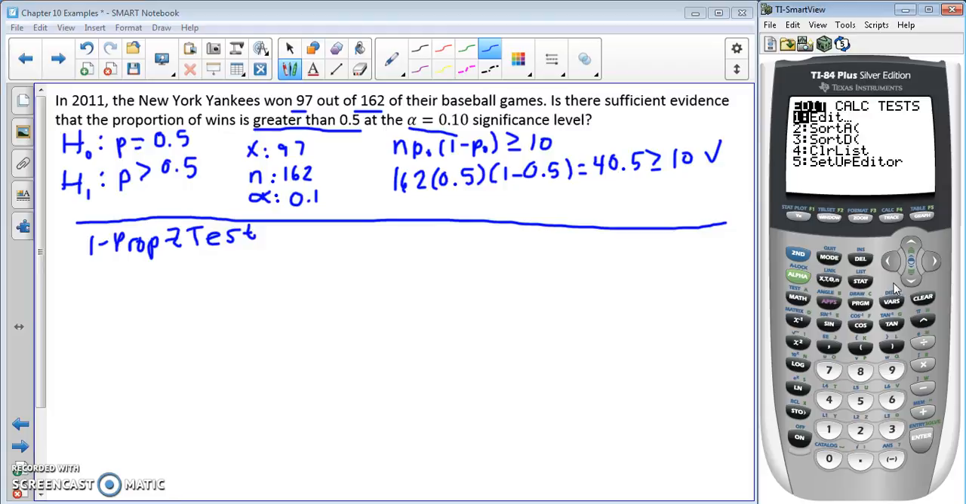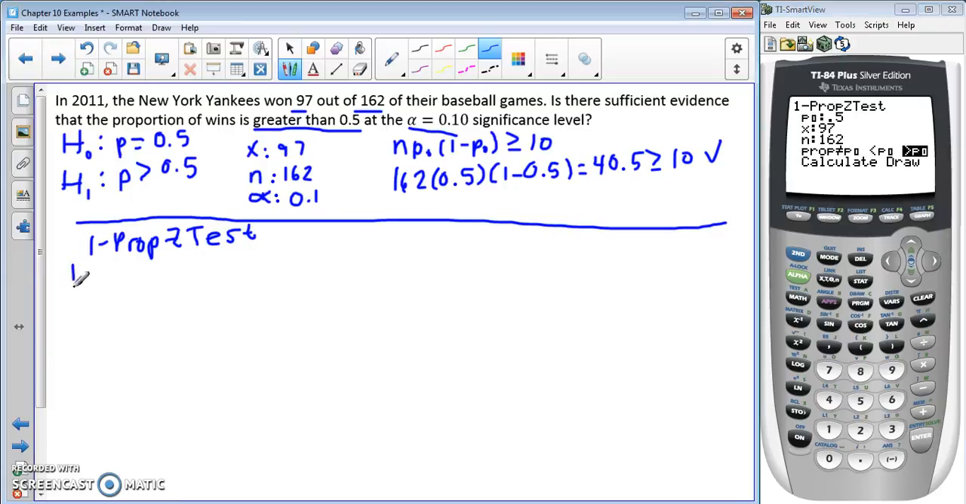So stat, go over to test, and then number 5, and p naught is the p that's in our null hypothesis, so in this case 0.5. X is going to be 97, n is 162, and then our statement here is for our alternative. We're going to go over to greater than and hit enter, and then go down to calculate, just to make sure that that's highlighted. So let's write down what we typed in.